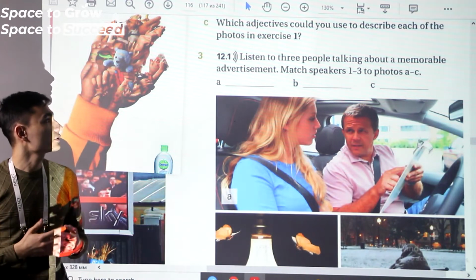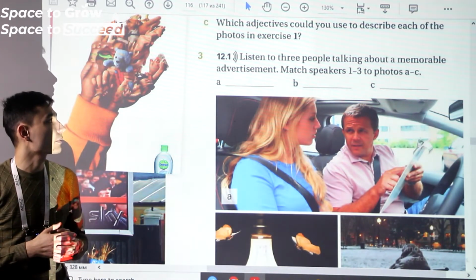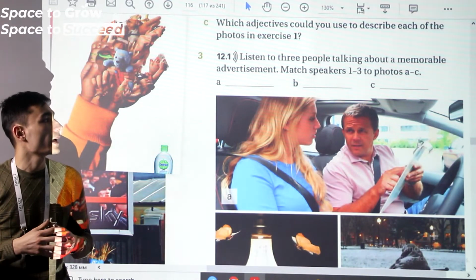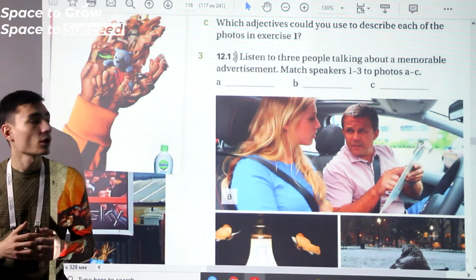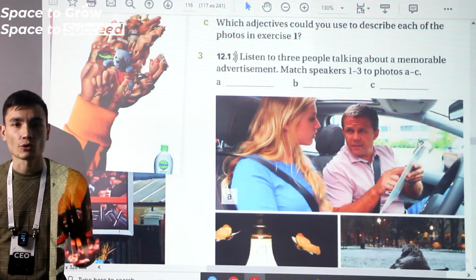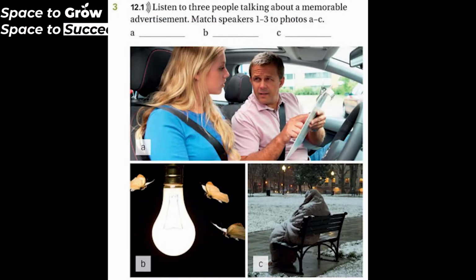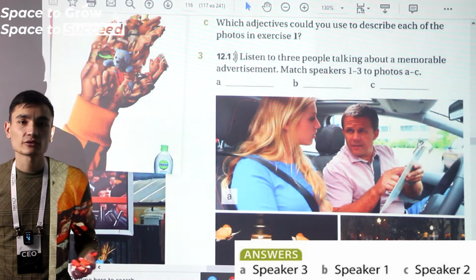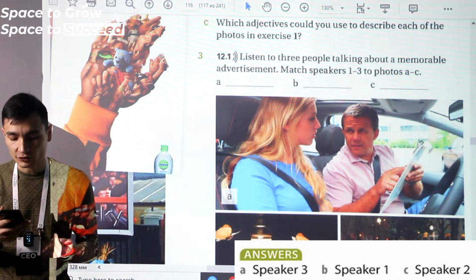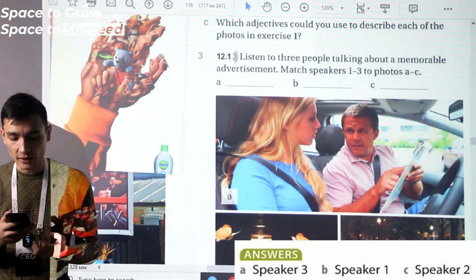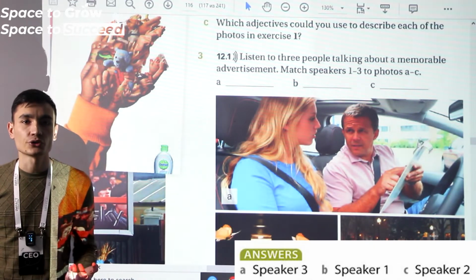Exercise 3. Listen to 3 people talking about a memorable advertisement. Match speakers 1 to 3 to photos A to C. Pause the video and try to do this exercise on your own. And now let's check the answers. As you see, A is speaker 3, B is speaker 1, and C is speaker 2.